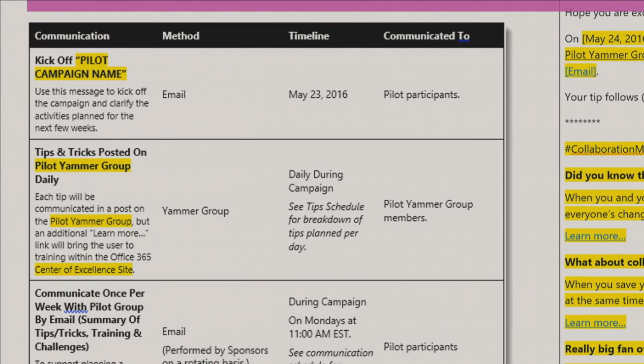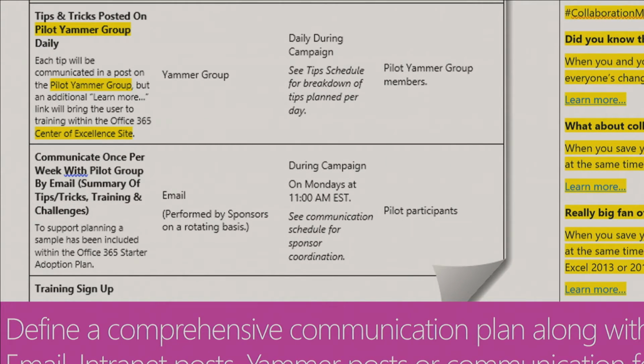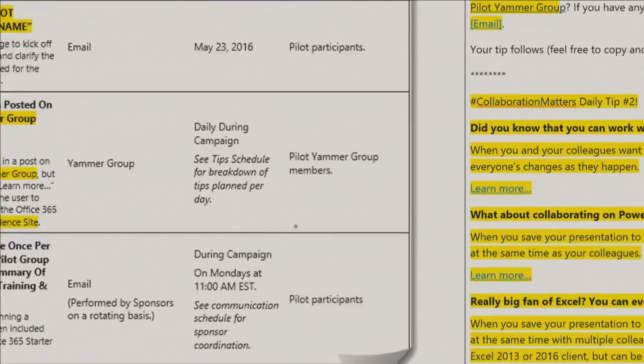In this case, the pilot participants is a smaller group. It's a pilot campaign. So we might have the kickoff email or something like that. We might have the tips and tricks. You're saying, when are the tips posted? Where are they posted? How are we doing it? Maybe once per week. In this case, they're sending an email, but again, that could be on the intranet. How are we communicating training signups? How are we communicating when a new training is available? When are we communicating that?